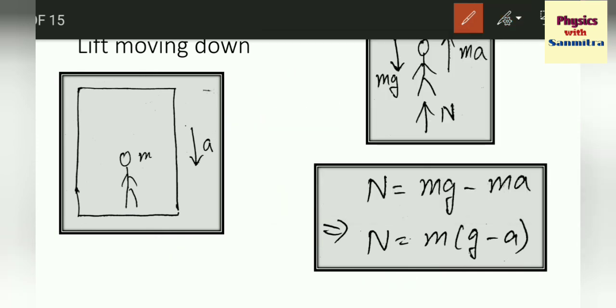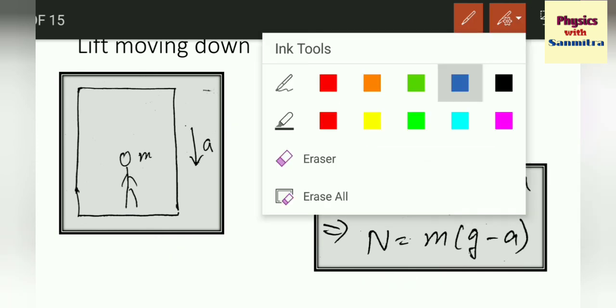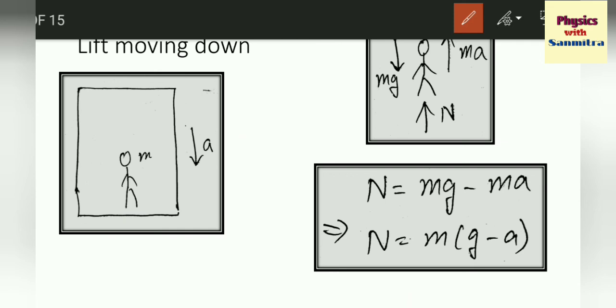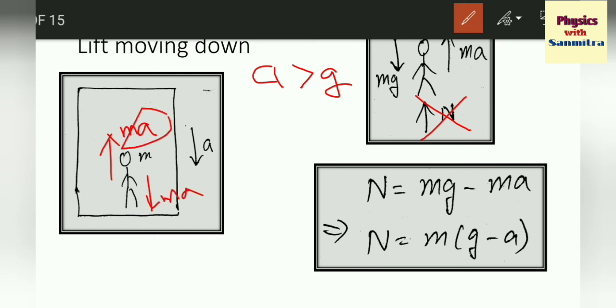Now, I don't want you all to experience this kind of situation inside a lift, definitely not, but just for knowledge purpose, if a is greater than g, then what will happen? If a is greater than g, first of all, there will be no normal reaction here. This will be your ma and this will be your mg. This ma is greater than mg. Now what will happen? That will be a very dangerous case.